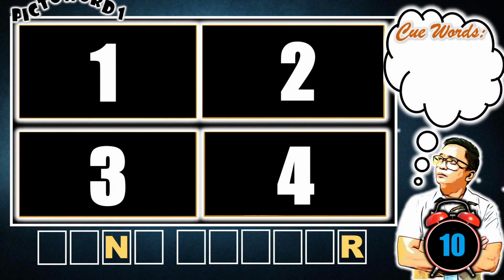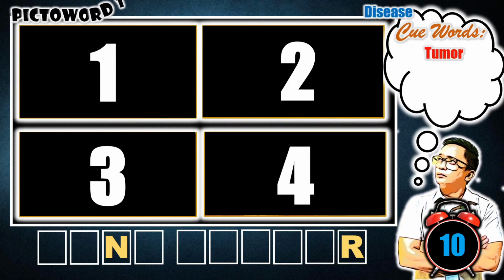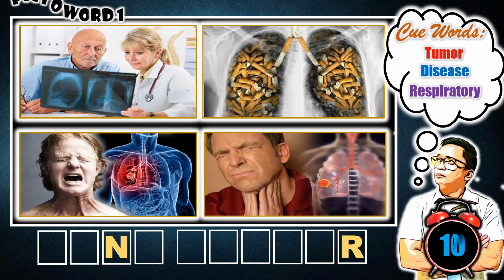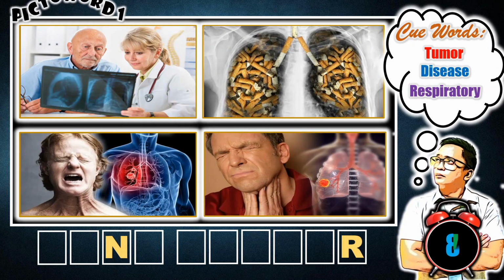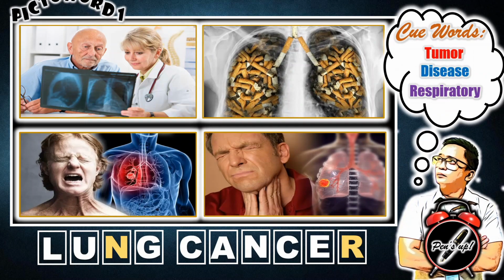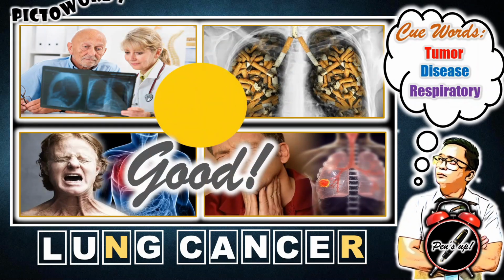Picture word number 1. Keywords: tumor, disease, respiratory. Your timer starts now. Hands up. The correct answer is lung cancer. Good.